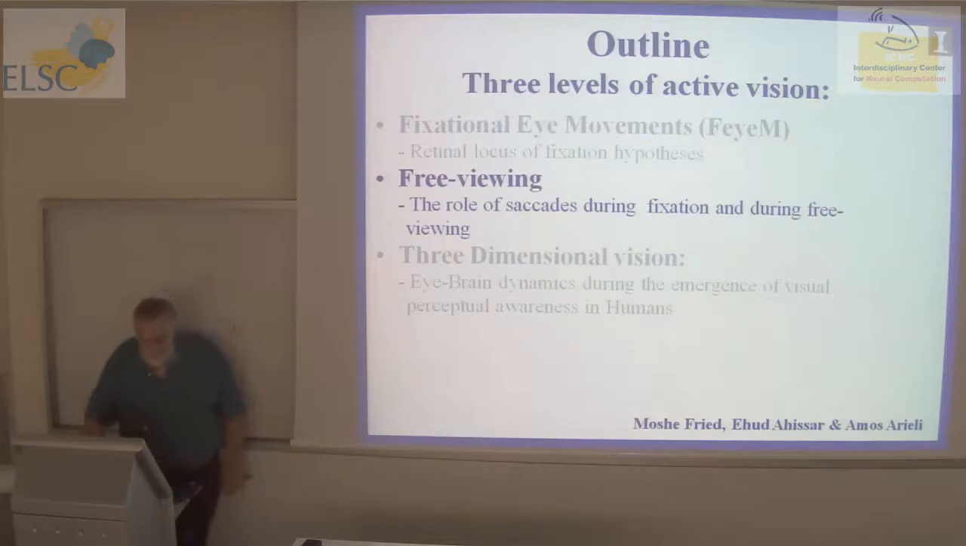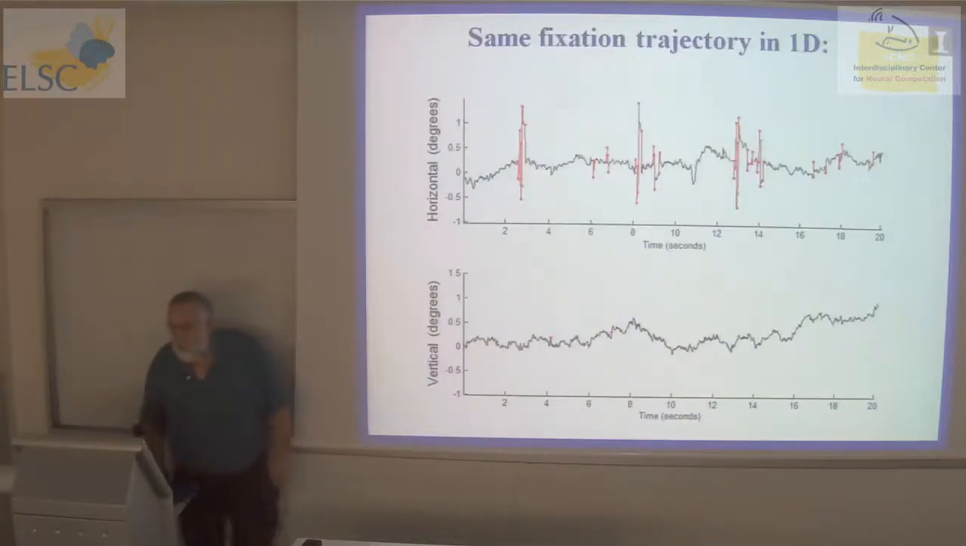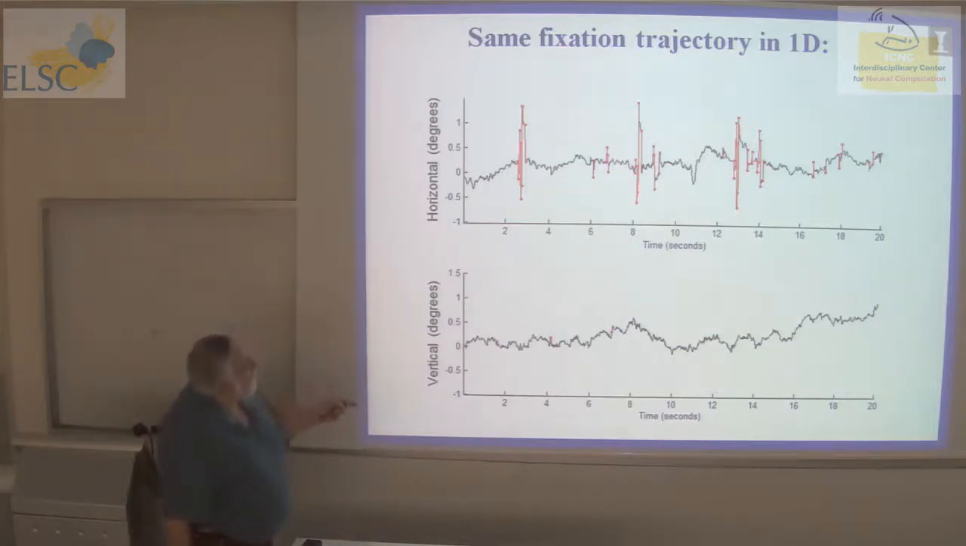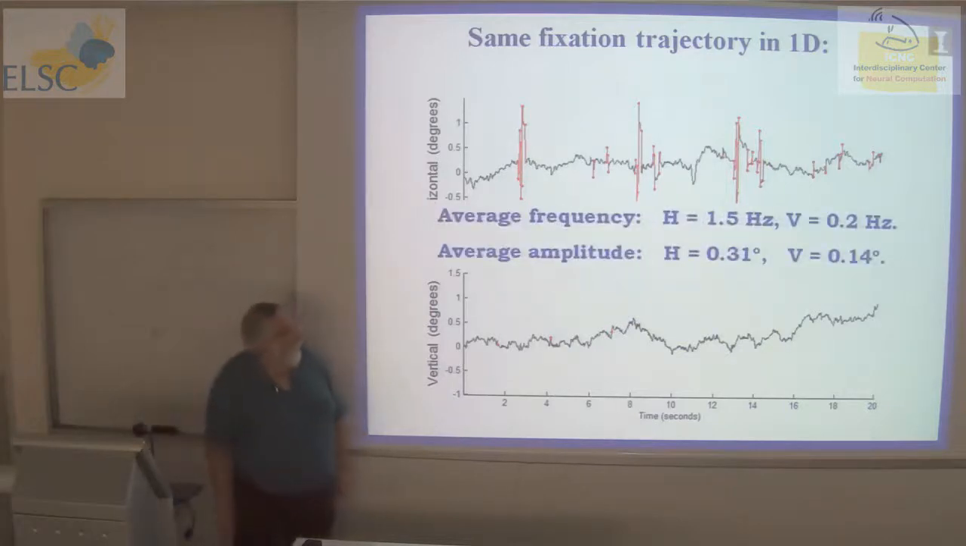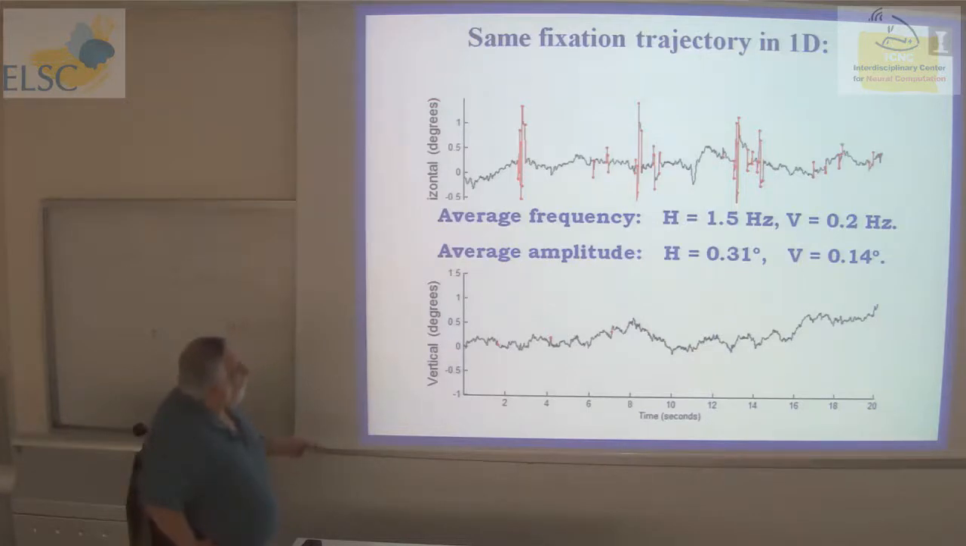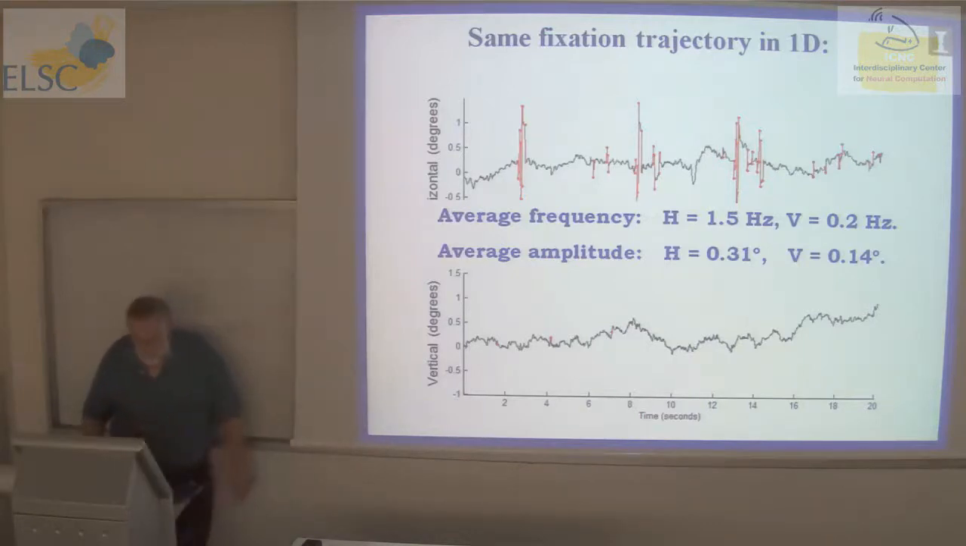What happens during free viewing? When you look at fixation, this is the horizontal trace of an eye tracker. Those are the microsaccades. You see a lot of microsaccades, something like 2 per second in the horizontal trace. When you look at the vertical trace of the eye tracker, you see much smaller microsaccades, and much more rare. The relationship between the horizontal and the vertical microsaccades is about 5 times more in frequency, and they are also bigger in amplitude. It's not known exactly why this is, but it is a fact known for a long period.